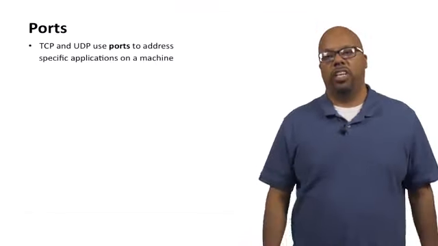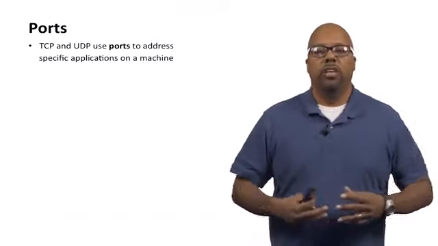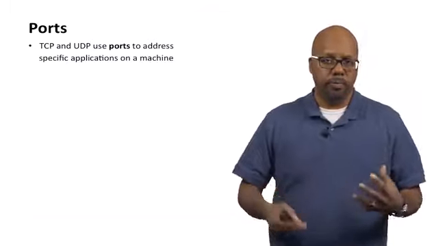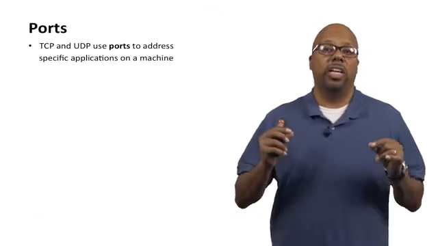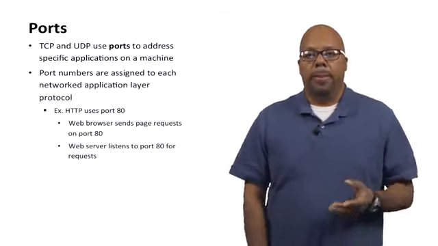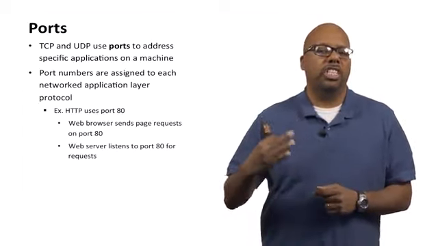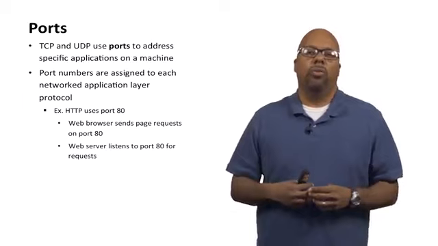Ports. Every host, every machine on the network, has this IP address. But TCP and UDP, these protocols, use port numbers to specify particular networked applications on a machine. Remember how TCP and UDP are process-to-process communication. So each process needs to be assigned an individual port number. Port numbers are assigned to each network application layer protocol.